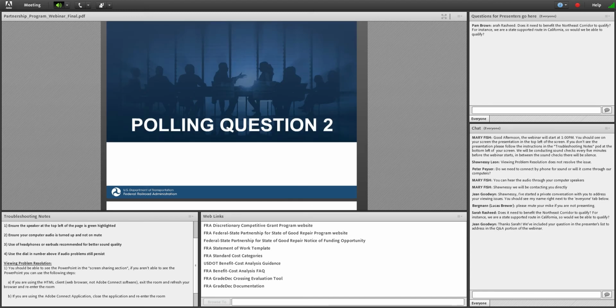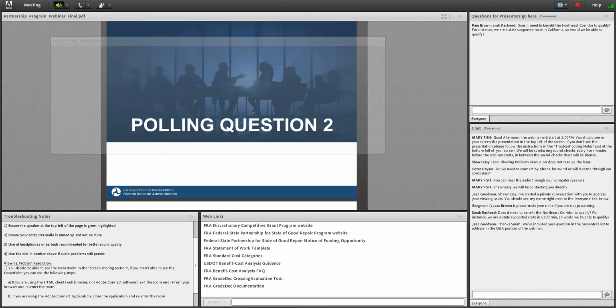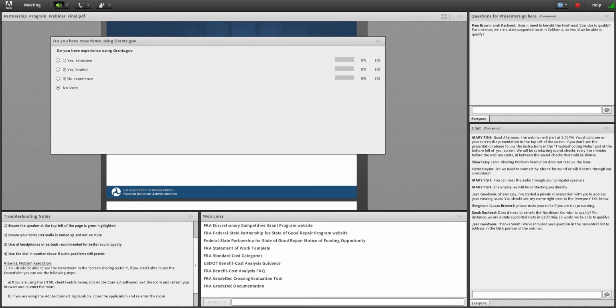So next we have a polling question for you. With this polling question, I'm interested in knowing how much experience folks have using grants.gov.